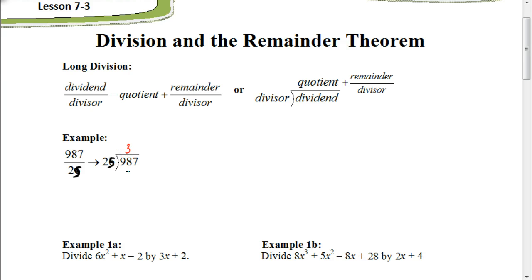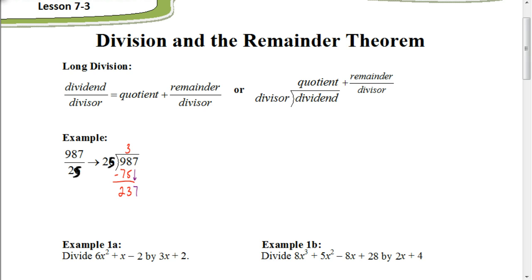Now that 3, since we're looking at just this piece to see how many times 25 goes into 98, it's important that the 3 lines up with the 8 there. So 3 times 25 is 75. Now when I subtract those, 98 minus 75, I get 23. The difference between those two is 23. Now the next step is to carry down. We're going to carry down the next number, which would be a 7.